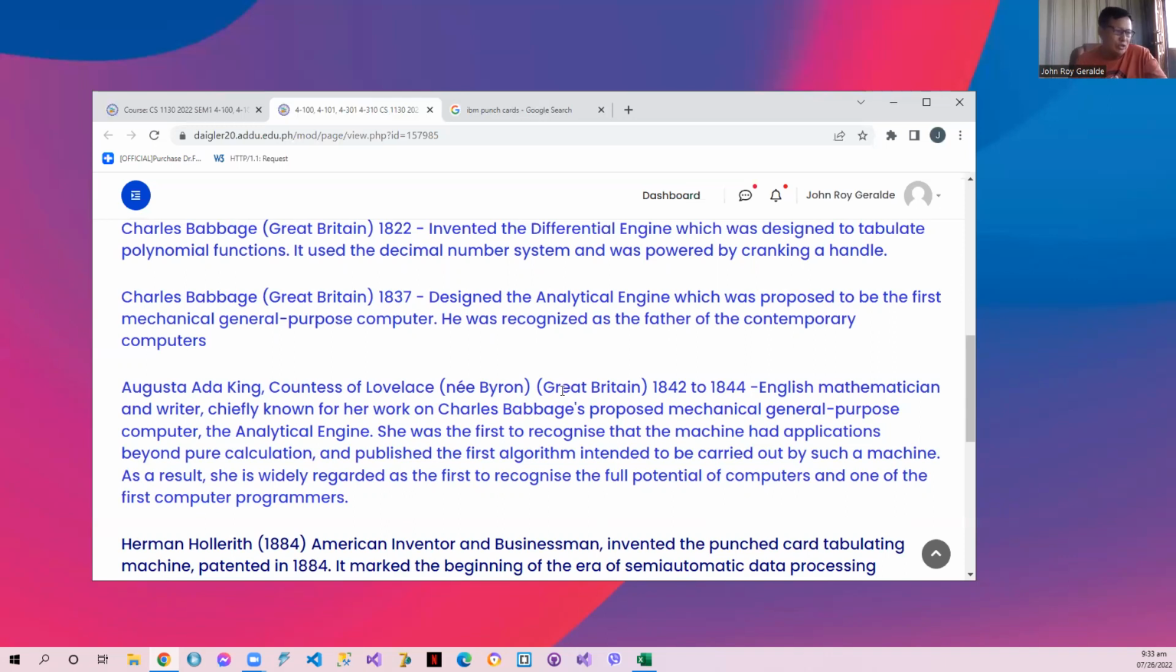We are not just going to mention events because, as I have mentioned earlier, we are interested in the evolution, how the machine evolved to be what it is now at its present state. How the computer evolved to be at its present state. Excuse me now.